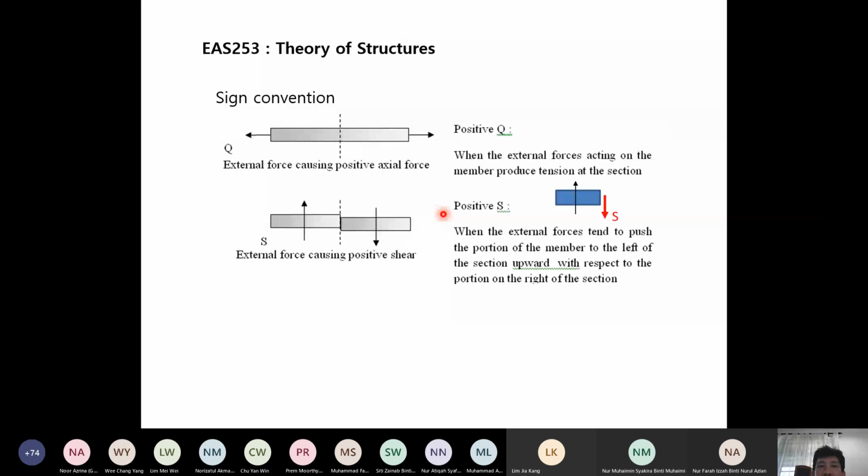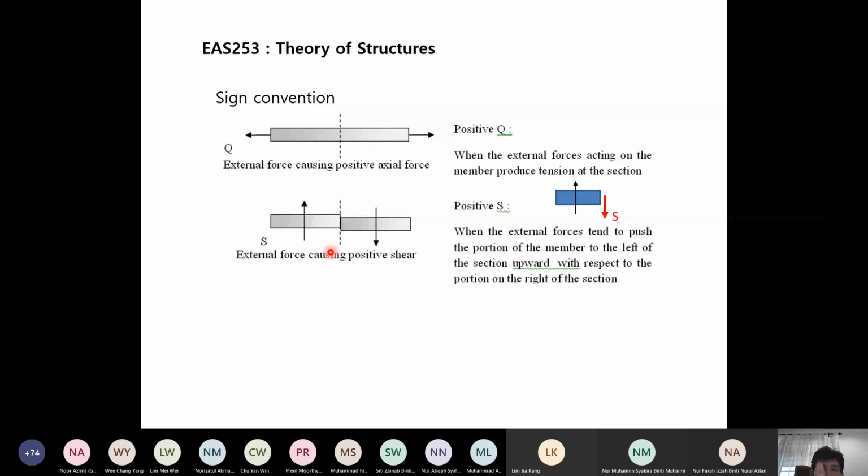And for shear force, if we take the left-hand side of the cut section, the free body diagram, our shear force positive direction is downwards. So if you look at this diagram, the meaning of the positive direction that we assume for shear force that we adopt here, it means that the external force tends to push the portion of the member to the left of the section upwards relative to the portion on the right of the section. So shear has this effect.